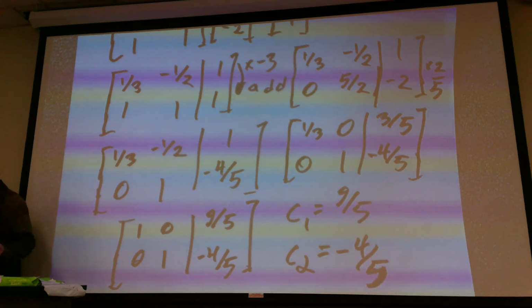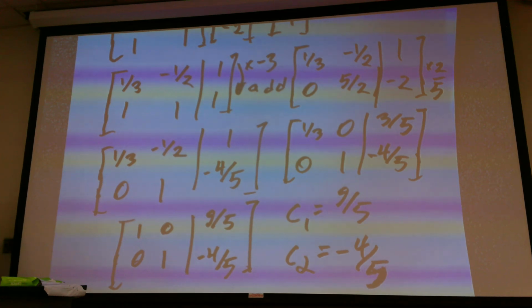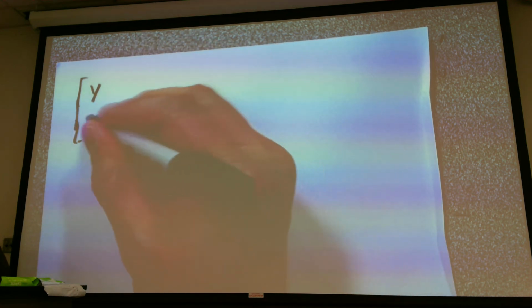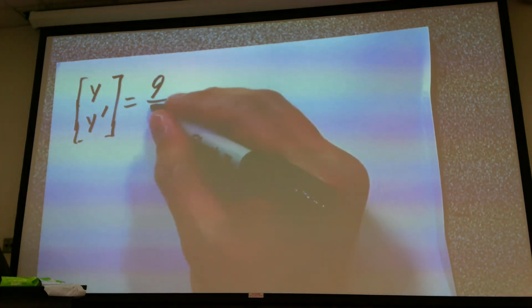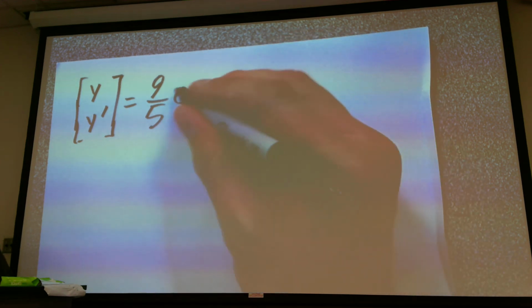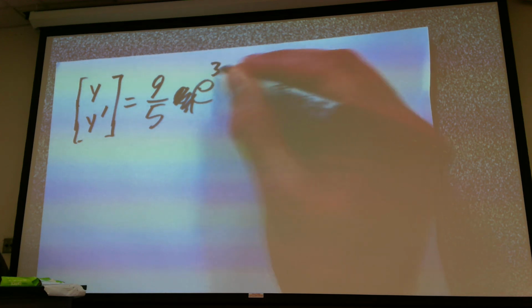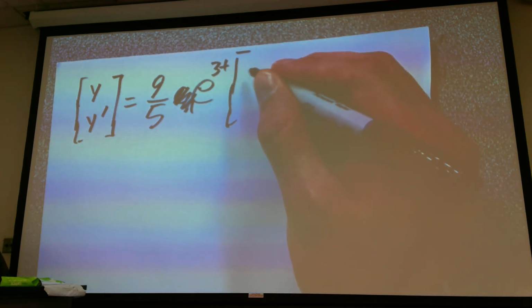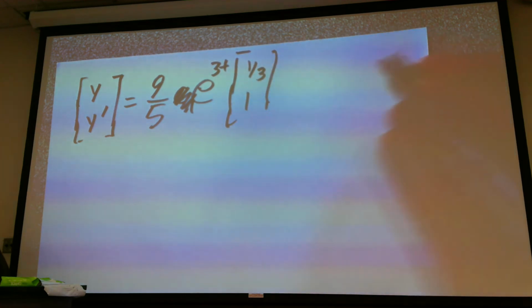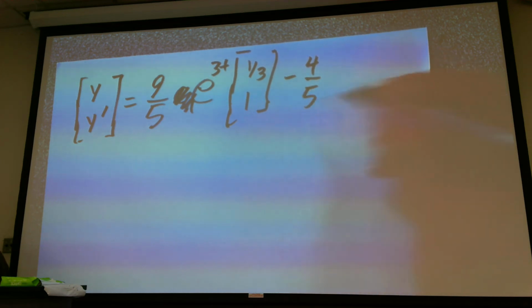Okay, so let's write down everything that we've got so far. This is what we've got so far. y and y prime is going to equal, okay, my C1 is 9 divided by 5. That is C1, e to the 3t, now multiplied by positive 1/3 and 1. Okay, and then a negative 4 divided by 5, multiplied by e to the minus 2t, and then multiplied by negative 1/2 and 1.